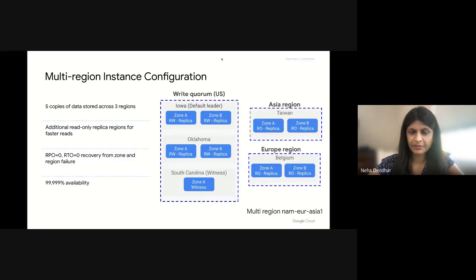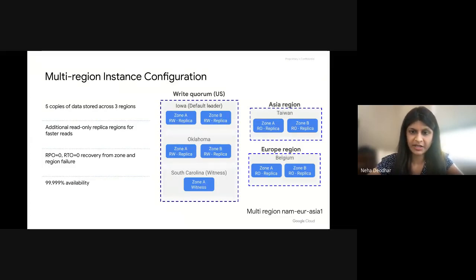Now with 5 replicas, you need a quorum majority of 3 out of 5 in order to commit the write. This means that even if one region goes down, so let's say Iowa goes down and these 2 replicas are no longer available, you still have 3 replicas in Oklahoma and South Carolina available, and your application can continue operating. So even when the whole of Iowa fails, your application remains unimpacted.